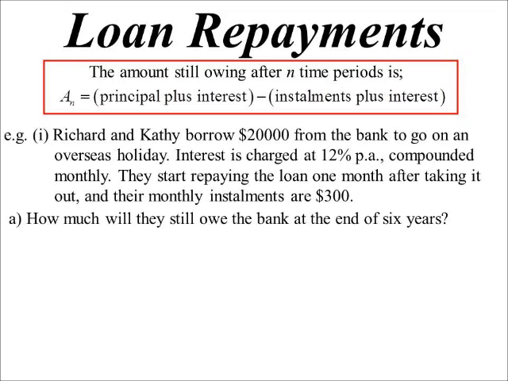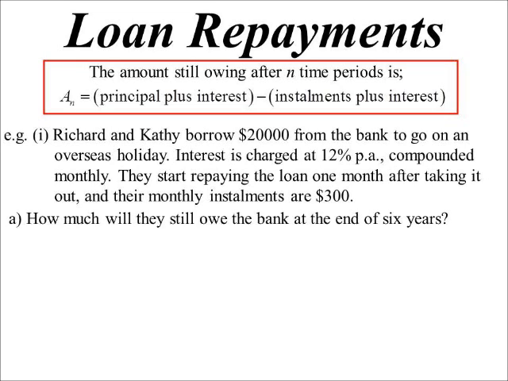They're going to borrow $20,000 from the bank to go on an overseas holiday. Interest is charged at 12% per annum, compounded monthly. They're going to start repaying the loan 1 month after taking it out. When you take out a loan, you don't repay straight away. That would be stupid, because that would be like the bank saying, here, have this money, now can I have some back? Doesn't make sense. So there's always one time period before you start paying back. And it's going to be $300. $300 is going to be their monthly instalment. How much will they owe the bank at the end of 6 years?